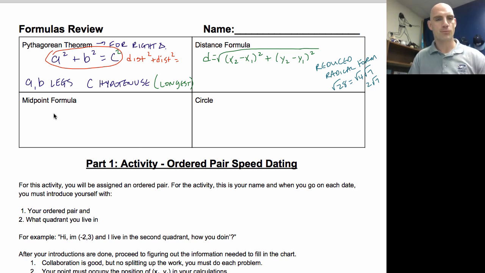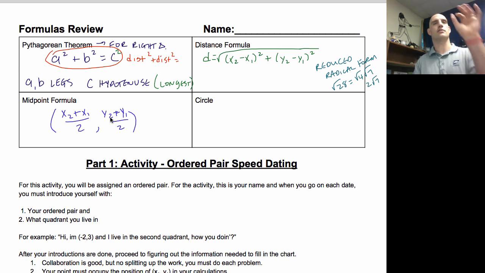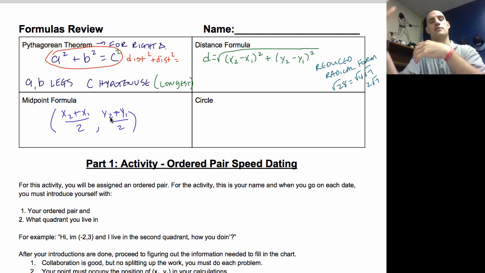Midpoint formula. It is the average of the coordinates. So I've got x2 plus x1 over 2, comma, y2 plus y1 over 2. It's the average, so take the x's, add them together, divide by 2. It's the average, so the middle of the x coordinates, and the y's added together, divided by 2 gives you the average of the y coordinates.